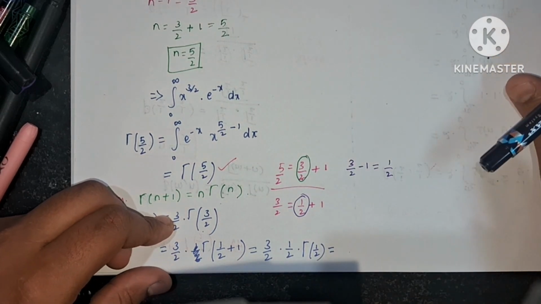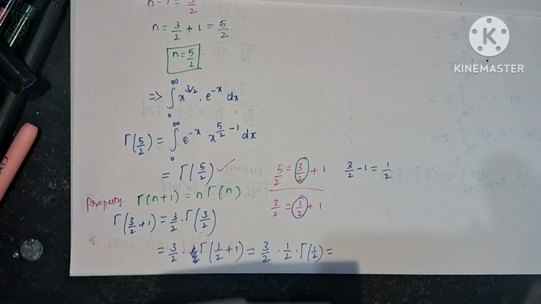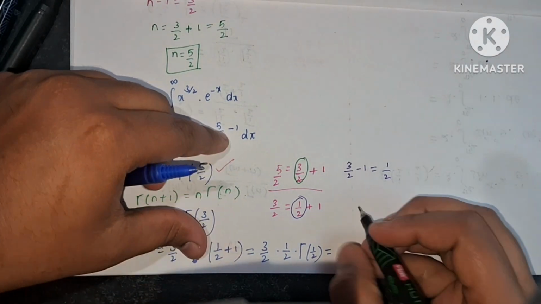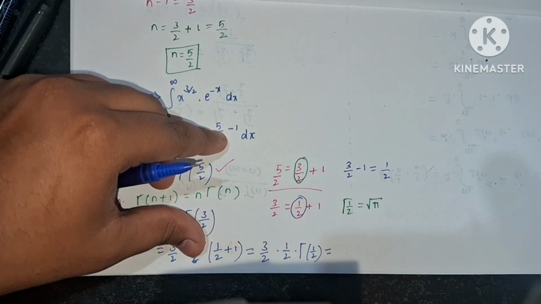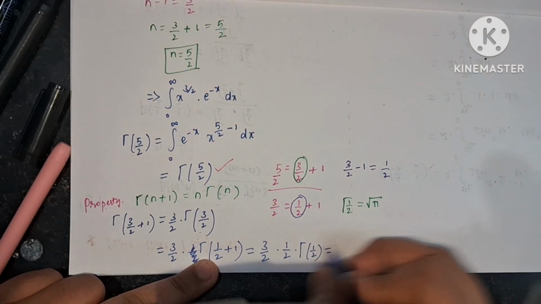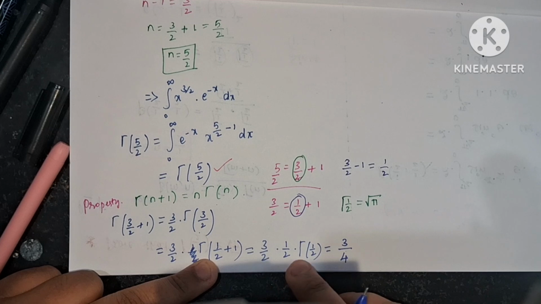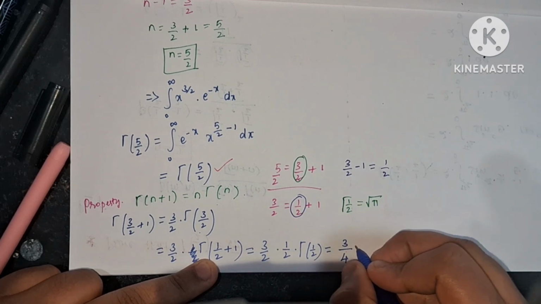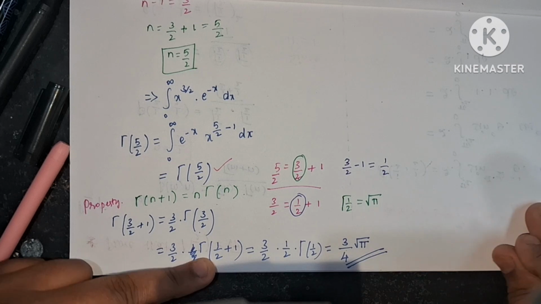Just now we proved a rule. What was that rule? That rule says that gamma of 1 by 2 is given by square root of pi. So what can I do now? I can just write it here as 3 1s are 3, and in the denominator it is 2 2s are 4, and this gamma of 1 by 2 is nothing but square root pi. So what is the value? This is our final answer.